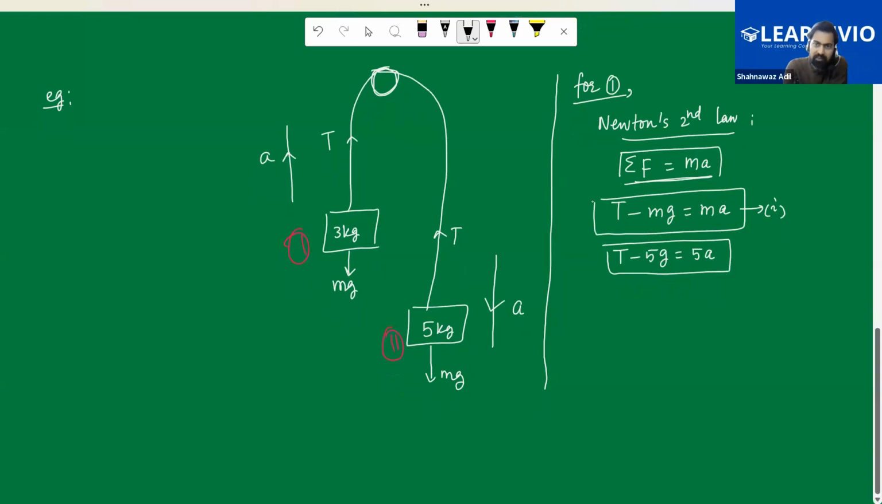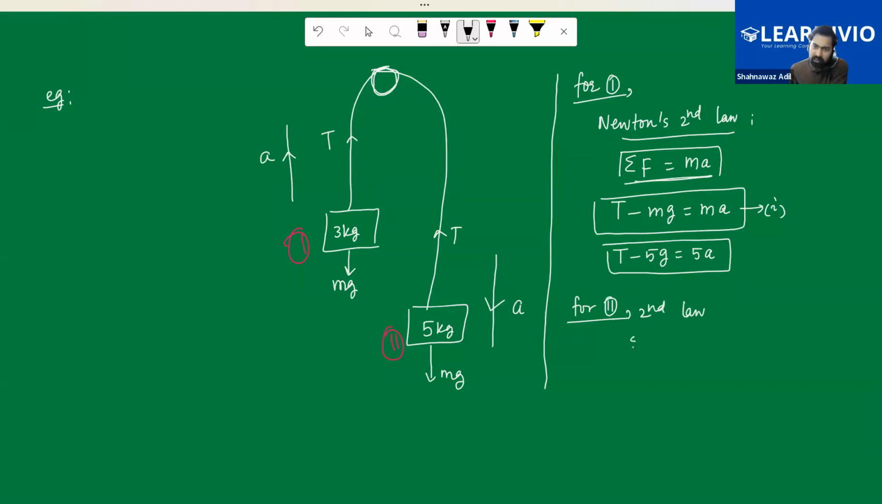Similarly, we have for block 2. So for block 2, if we write the second law, again the sum of forces, that would be F. So we see that acceleration is in the direction of mg. So mg would be, oh, so this is 3, right? So this mass is 3 for block 1. So this is 3 and 3.